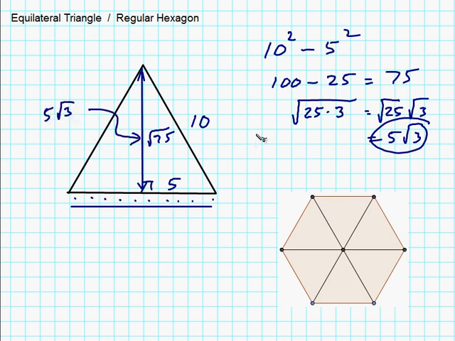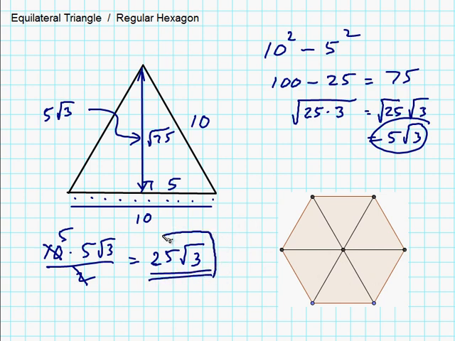Okay, so what's the area? Base times height. It's going to be 10 times 5 square root of 3 divided by 2. Well, half of 10 is 5, and so it comes out 25 times the square root of 3. Okay? Now, look at the pattern for a second, and we might be able to guess what the formula is, and then we'll go back and actually prove that the formula works.